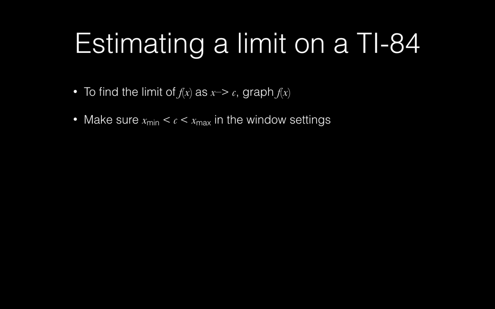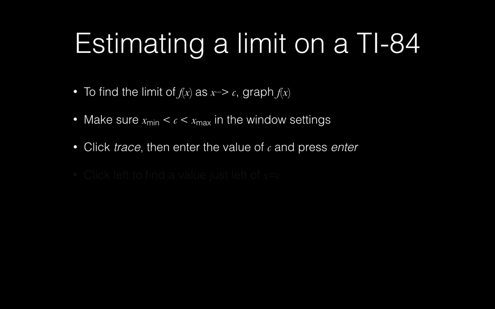Estimating a limit on a TI-84. It's very easy and quick to estimate a limit using a TI-84 graphing calculator. First, under y equals, input f of x. Under the window settings, make sure that the minimum x value is less than the value of c, and that the maximum x value is greater than the value of c. Otherwise, the c will not be in the range of the graph. Click Trace, then enter the value of c and press Enter. This will give you the value of the function at c. However, this is not necessarily the limit, so we're not done.